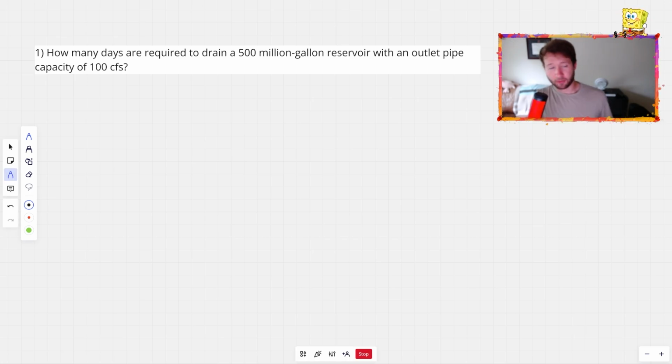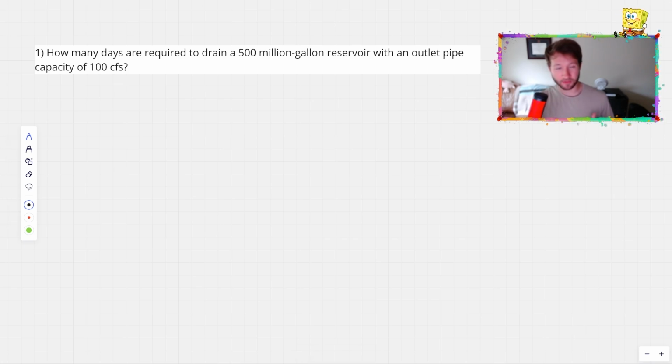Let's go. So we're back with some hydraulics. First question: how many days are required to drain a 500 million gallon reservoir with an outlet pipe capacity of 100 cubic feet per second? So two things we have here, a volume and a volumetric flow rate, and we want how many days it'll take to drain that reservoir.